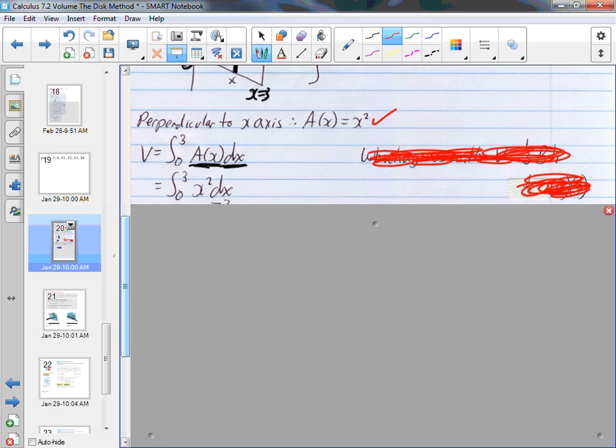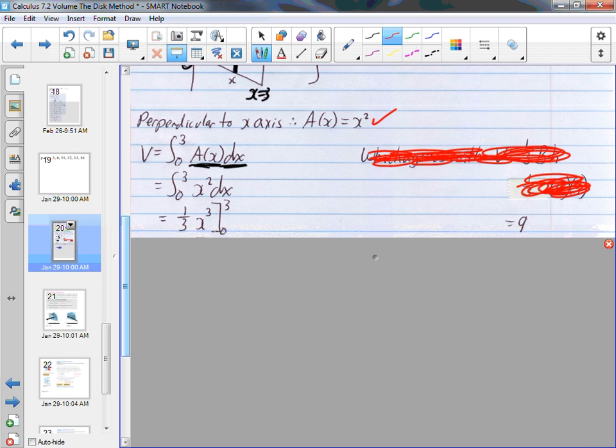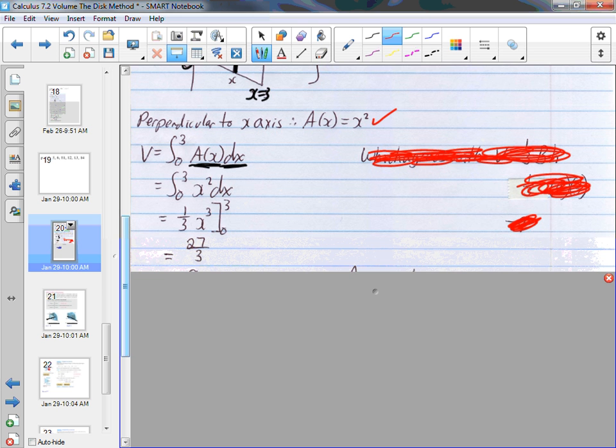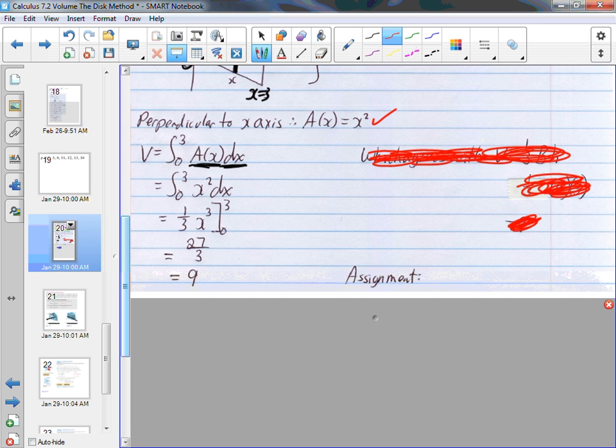What's the integral of x squared? 1/3 x to the third from 0 to 3. So that's 1/3 times 3 cubed, that's 27, minus 1/3 times 0 cubed, that's 0. So that's 1/3 times 27, 27 thirds. 9.